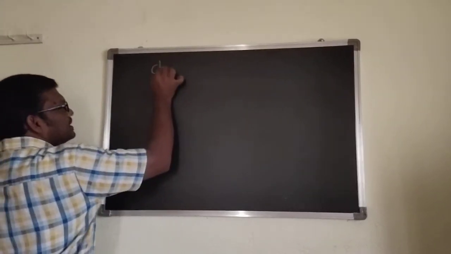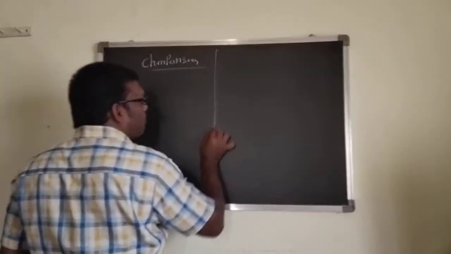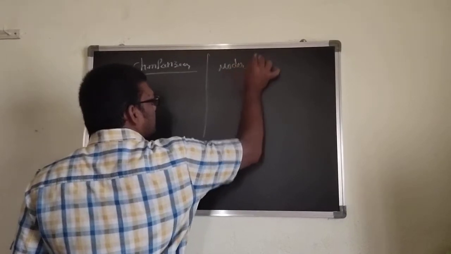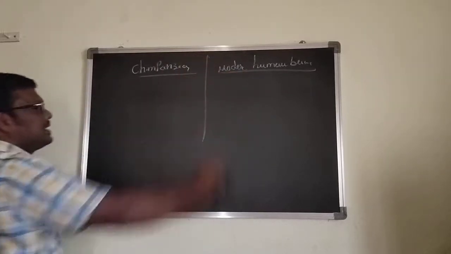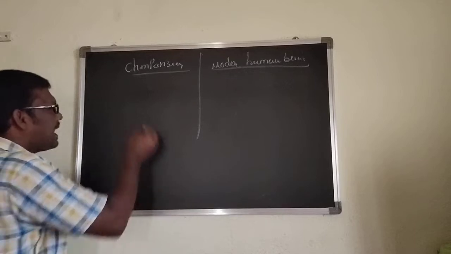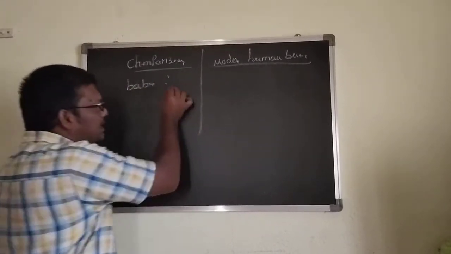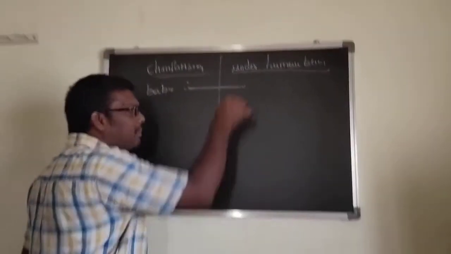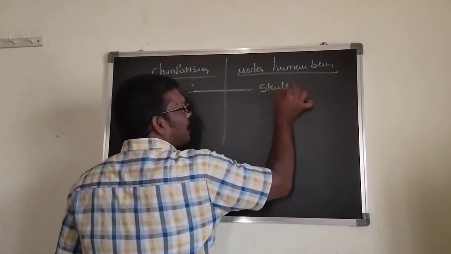Now in NCERT they gave a diagram regarding the comparison of chimpanzees and modern human beings. See, if you observe, compare with the skull of baby chimpanzees, it looks like the present modern human being skull of adults.